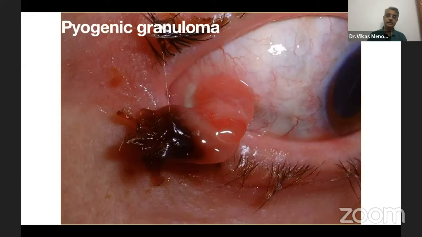Next common thing is pyogenic granuloma. Pyogenic granuloma is actually not a true tumor, but rather an exuberant fibrovascular response to a previous insult of the conjunctiva, either caused by surgery or a previous infection or a foreign body on the surface.